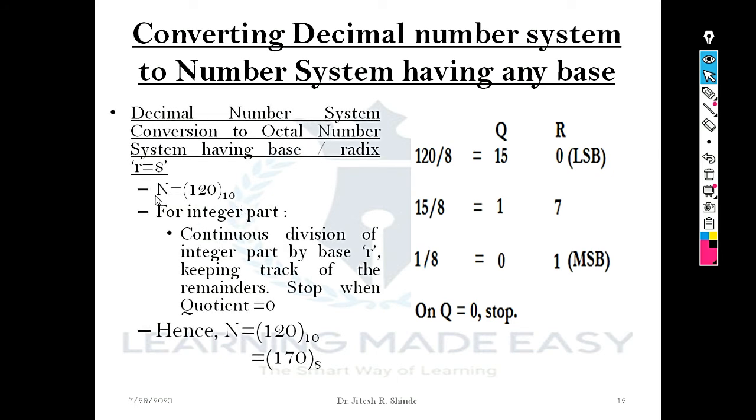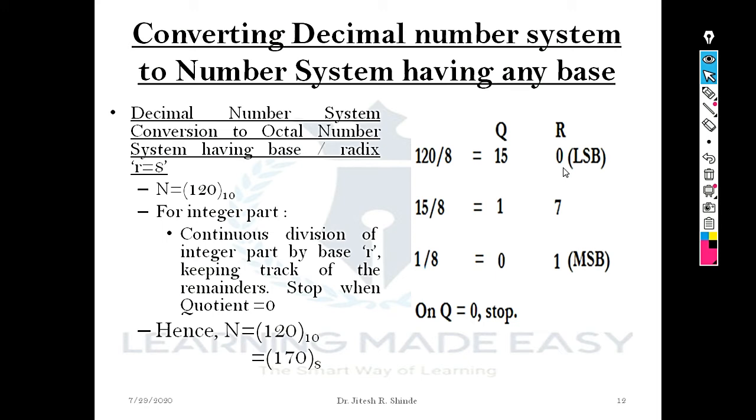Decimal number conversion to an octal number system. The base for the octal number system is r equal to 8. For the integer part, what's the concept? Continuous division of the integer part by base r. Here r is equal to 8. So 120 divided by 8. What's the quotient here? 15. The remainder here is 0.